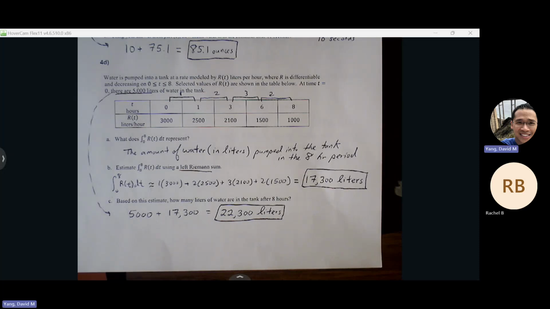Same idea here for 4D. The integral of R prime, we're no longer going to be talking about liters per hour. We're going to be talking in terms of liters. Let's do a Riemann sum.